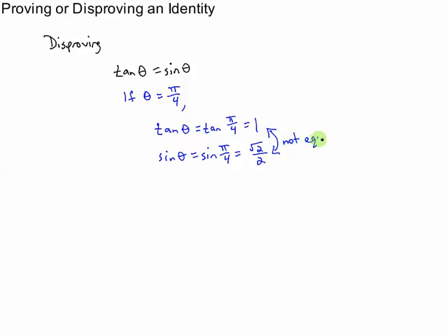So if theta equals pi over 4, then tangent of theta would be tangent of pi over 4, which is 1. Sine of theta would be the sine of pi over 4, which is the square root of 2 over 2. And those two things are definitely not equal. So this statement is not true in general because there's at least one value of theta where it's not true. So we've disproved it.